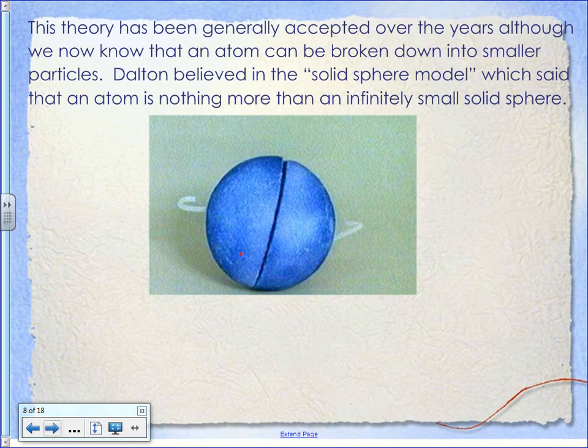The sphere was a fairly common, naturally occurring shape. Planets were spheres, stars were spheres, all these things. Spheres was a natural shape. It made sense to say that the smallest thing that makes up all matter should be a sphere. All right, everyone okay with that?